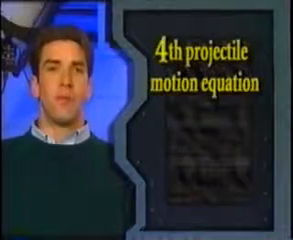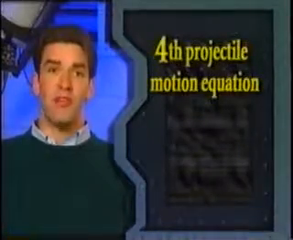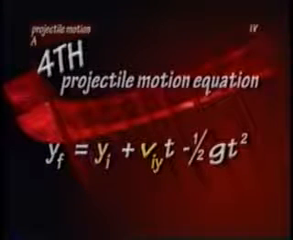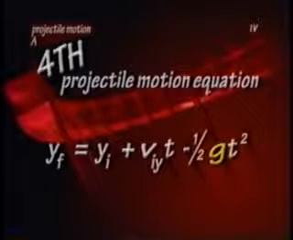The fourth projectile motion equation tells us the displacement of an object in the y direction. Y final equals y initial plus the y component of the initial velocity multiplied by time minus 1/2 gravity times time squared. Or y sub f equals y sub i plus v sub iy times t minus 1/2 gt squared.